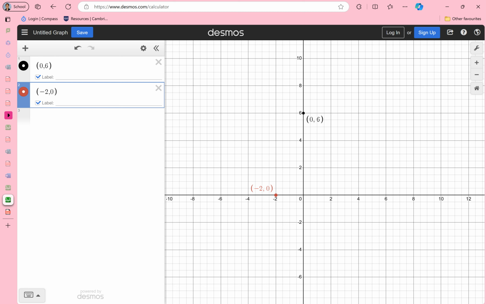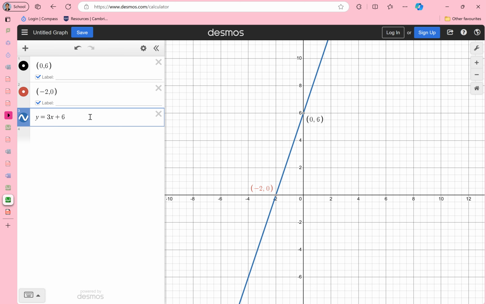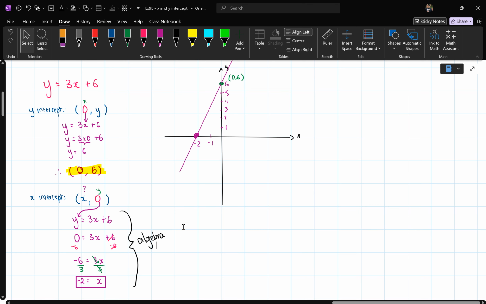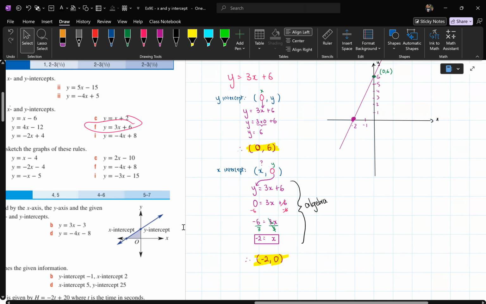So you want to draw a line that crosses through those 2 points. Well, the equation you were trying to sketch was y equals 3x plus 6. Look at that. It crosses through those 2 points that you figured out. That's the line, just the same way that we drew. Exactly the same thing. Okay, I'll do another one.